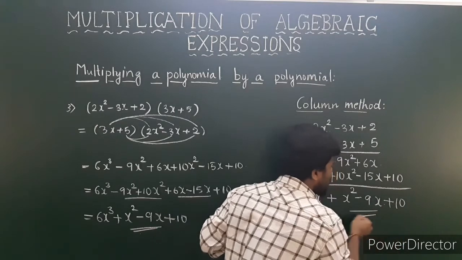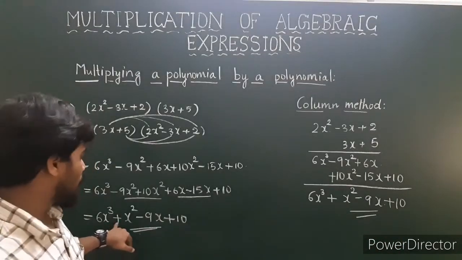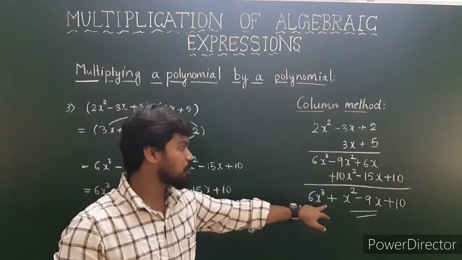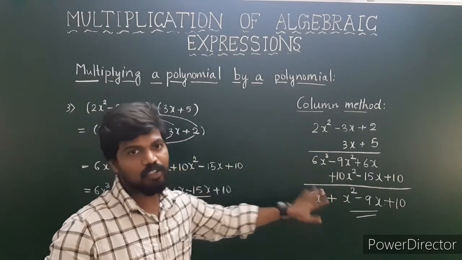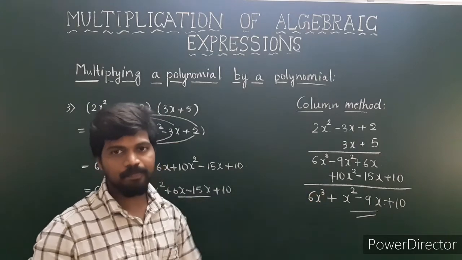So in both the methods the answers are same. So you get 6x cube plus x square minus 9x plus 10. Here also you get 6x cube plus x square minus 9x plus 10. So this is horizontal method and this one is the column method.